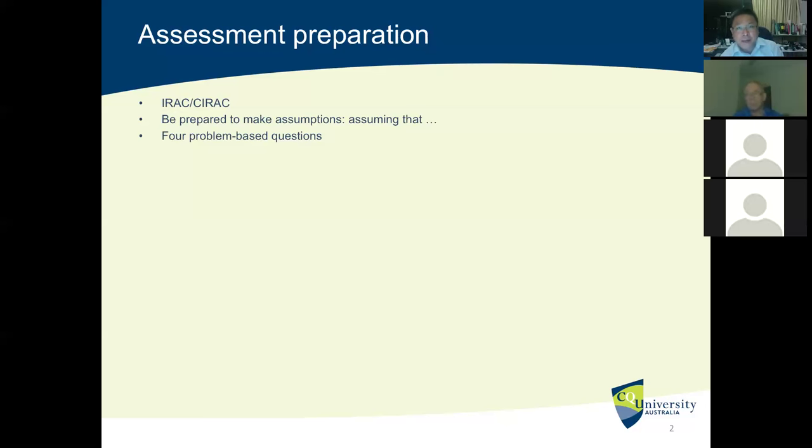Which means, therefore, that applying that to the problem-based questions that we have for the final written online assessment, you must be prepared to make certain assumptions. Okay, so let's assume that a problem is given. It may not tell you whether or not an application to the Administrative Appeals Tribunal is possible. It may not tell you that. Or it may not tell you if there is a ground for review under the ADJR Act. You make certain assumptions. And we're going to go to that in a short while.